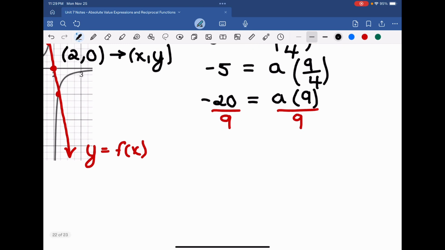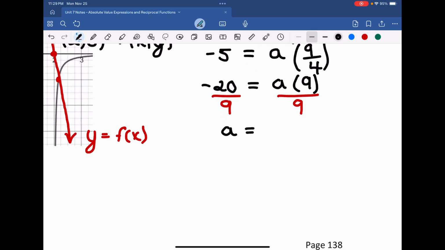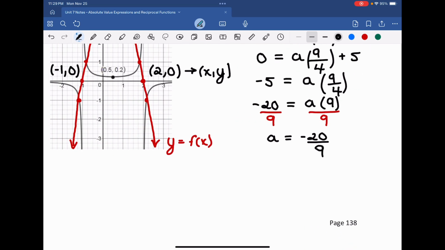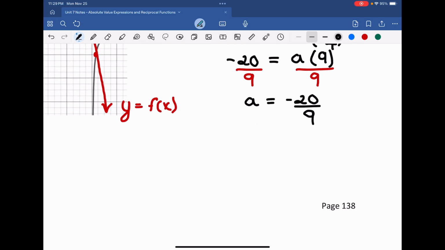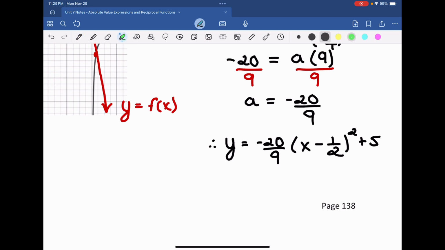And if we look at 20 over 9, it's not going to reduce, unfortunately, so we get a is equal to -20 over 9. And from unit 1, this should totally make sense. We're getting a negative a value, because if it faced downwards or it was reflected downwards, there was a negative a value. So therefore, here's what our takeaway is. The equation is equal to -20 over 9 for the a value. The x was x minus 1/2 because it was shifted by a half to the right, all squared, plus 5. There's the equation for this graph.